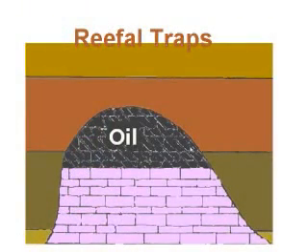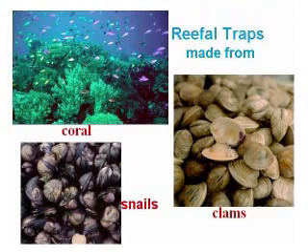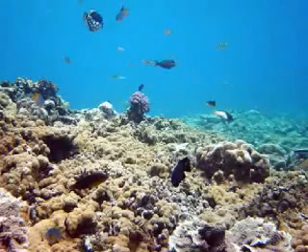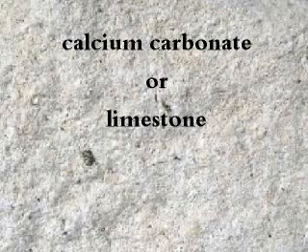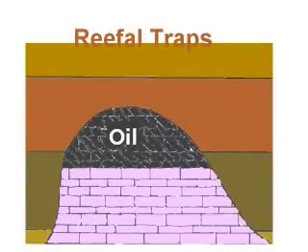Reefal traps are formed where millions of shelled animals died, like clams, snails, coral, and where they got buried on the bottom of the ocean. These shells, made of calcium, are buried and crushed into calcium carbonate or limestone rocks, our standard reservoir rock here in the UAE. Reefal traps are excellent places to find oil.